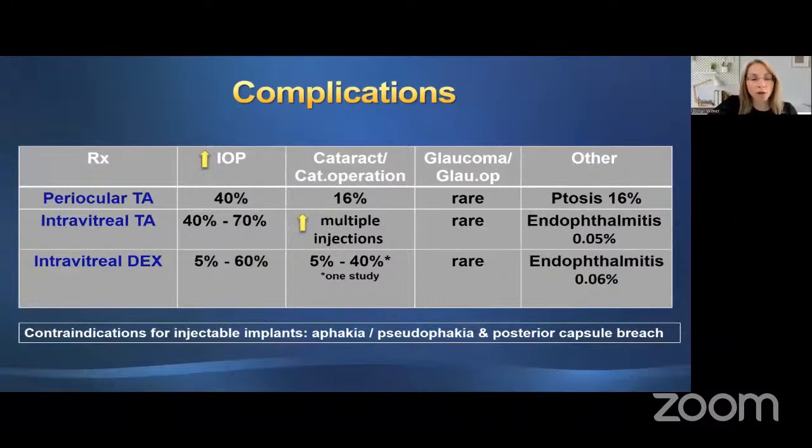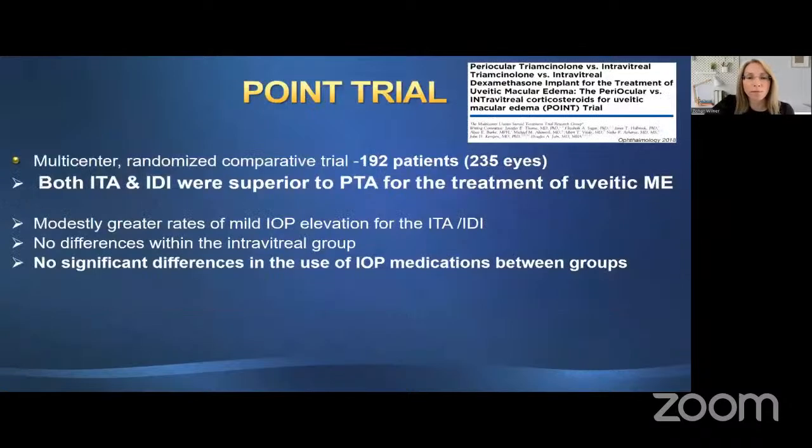Periocular and intravitreal injections share common complications. They may cause intraocular pressure elevations, a bit higher intraocular pressure elevations in the intravitreal group. They may also cause cataract development and the need for cataract operation, and the risk is higher with multiple injections. They are very uncommon to cause glaucoma or the need for glaucoma operation, and ptosis may be seen with periocular injections, and endophthalmitis is a rare complication of intravitreal treatments.